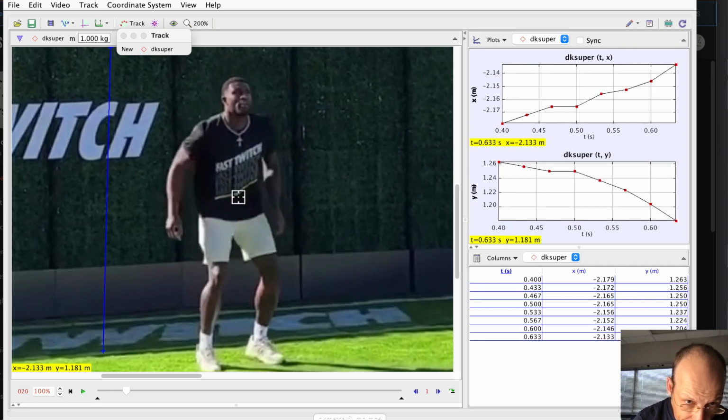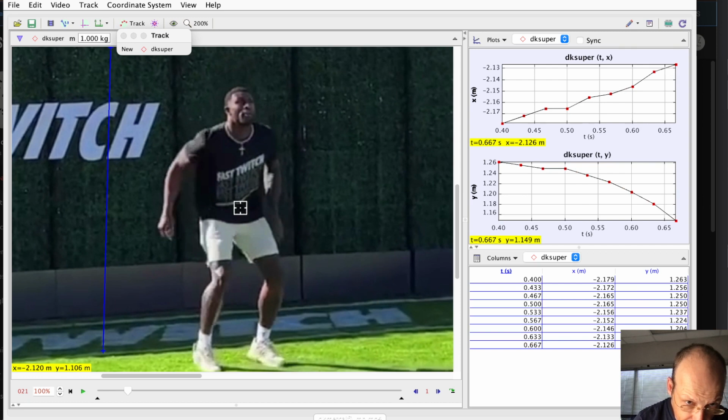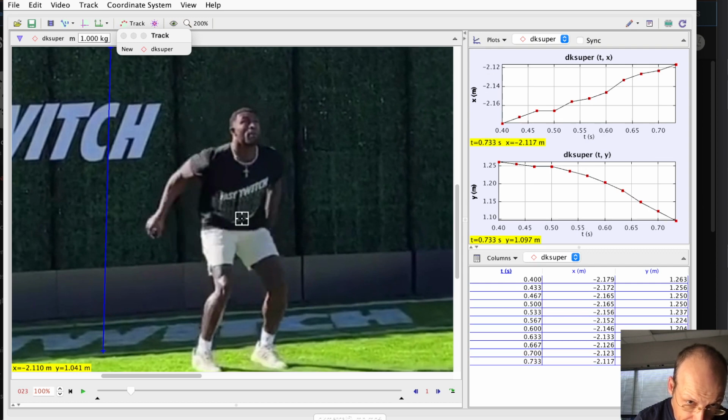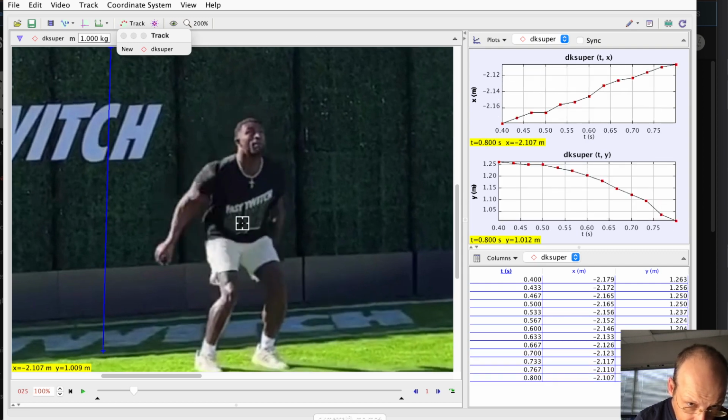And as he moves down, though, you'll notice that his legs are coming up. So he's in a squat position, so his center mass is not at his belly button right there. It's a little bit higher. So I'm going to just kind of move that a little bit higher. I'm going to try to be fair.